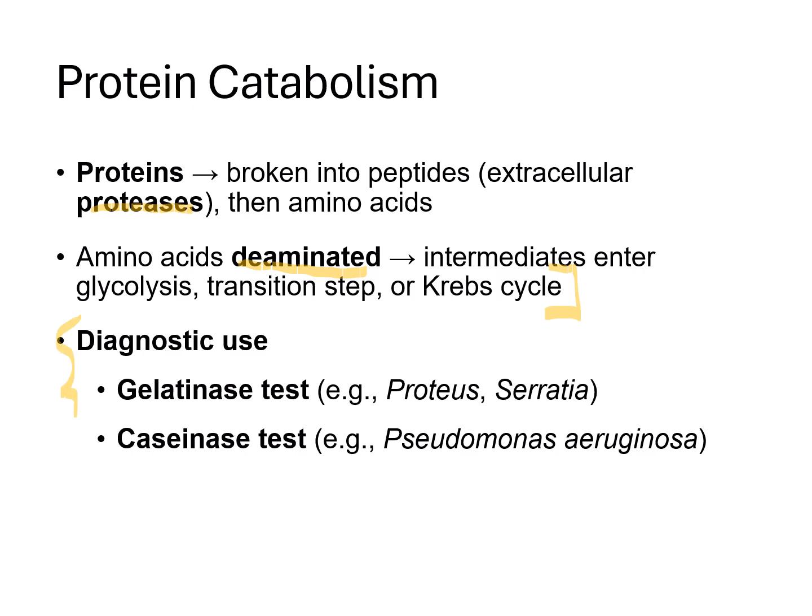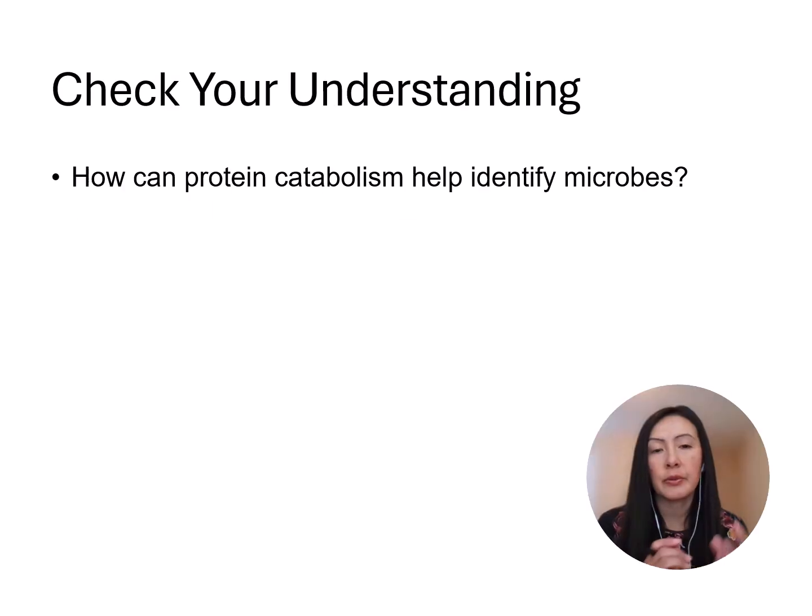Clinically, protein catabolism is useful for diagnostics. We're going to perform several of these in the lab as well. The gelatinase test, for instance, can detect organisms like Proteus and Serratia, where they have an enzyme, gelatinase, that can break down gelatin protein. And the caseinase test can identify species like Pseudomonas aeruginosa, where they have an enzyme to break down casein milk protein. So protein catabolism can help us identify microbes.